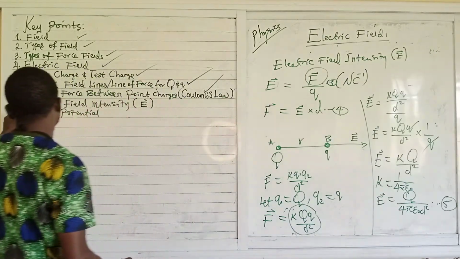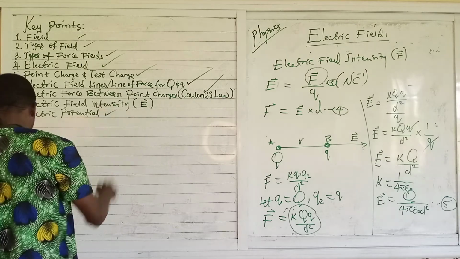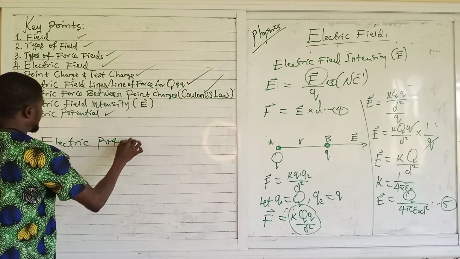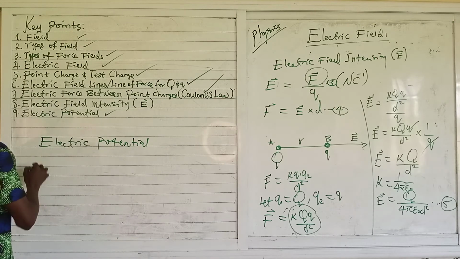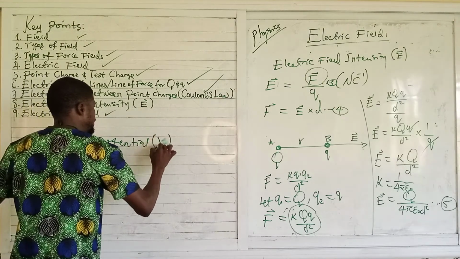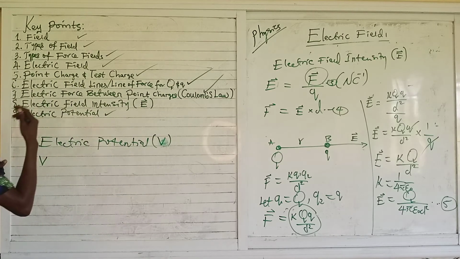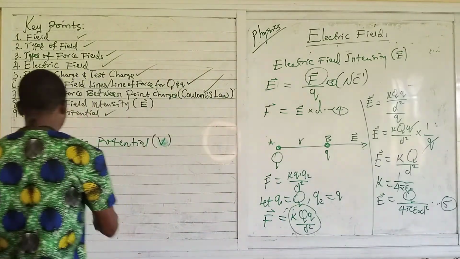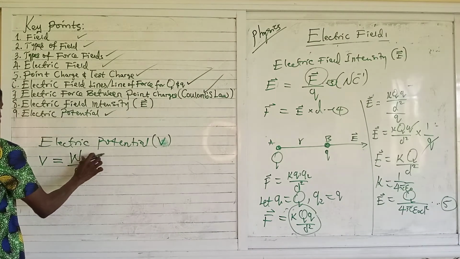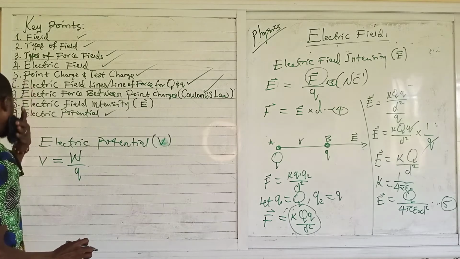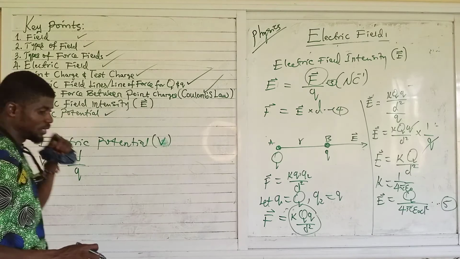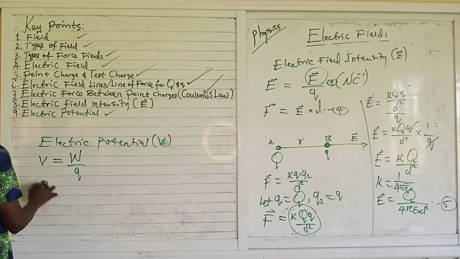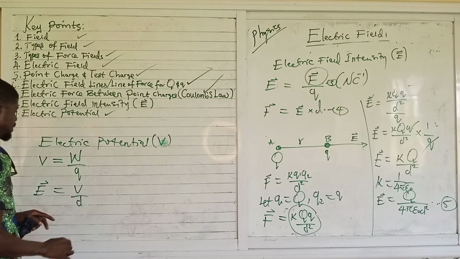So let's quickly look at electric potential. The electric potential V is simply defined as a ratio of work done all over charge. The electric potential also has an equation related with electric field intensity, as E is equal to V all over D.